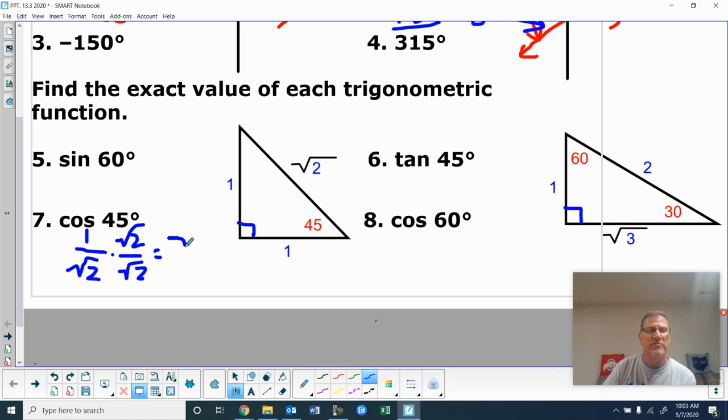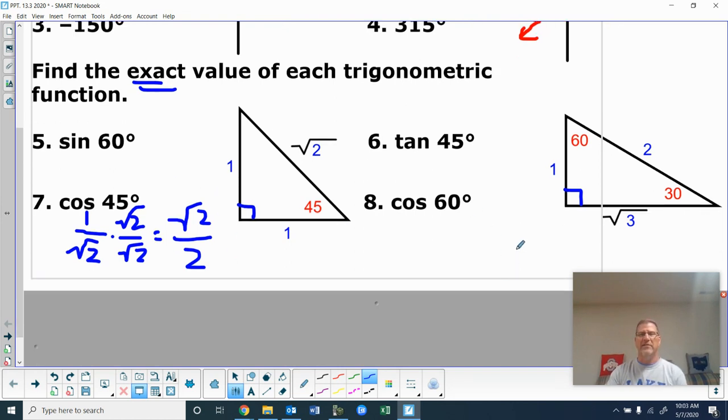1 times the square root of 2 is the square root of 2. And remember, the square root of 2 times the square root of 2 is the square root of 4, but the square root of 4 we all know is 2. So the cosine of 45 would have been the square root of 2 over 2. That's the exact value. All right, no decimal.